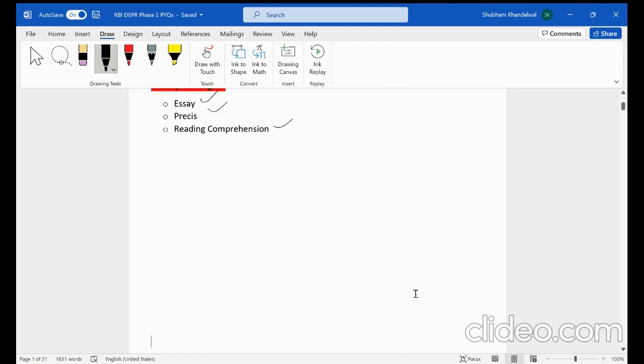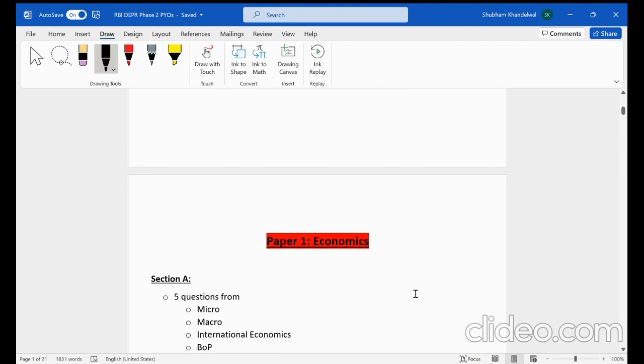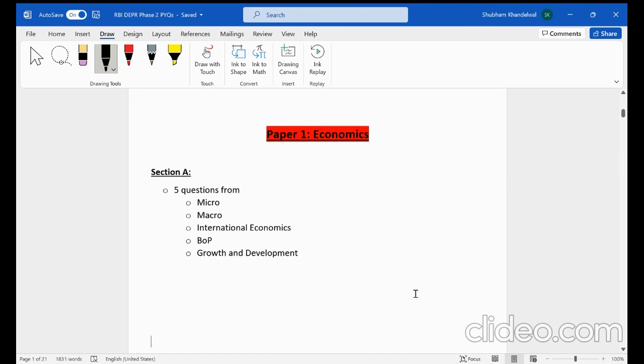Now let us move ahead and discuss in detail paper one, that is economics. Again, there will be 2 sections. Section A has 5 questions broadly from these subjects: microeconomics, macroeconomics, international economics, balance of payments, growth and development. Here you can include econometrics as well.